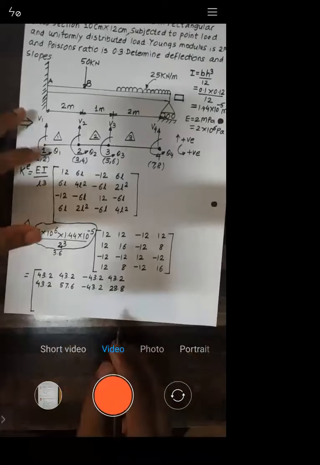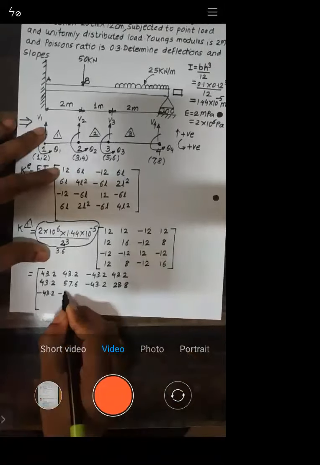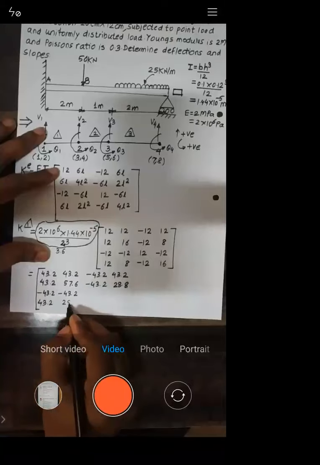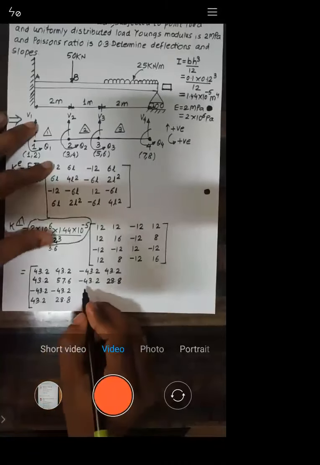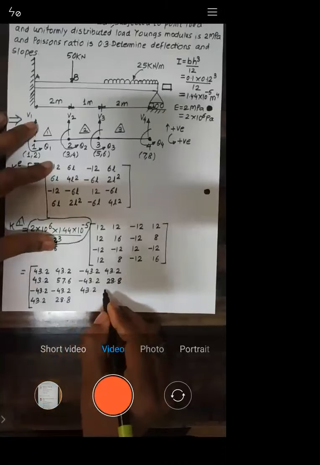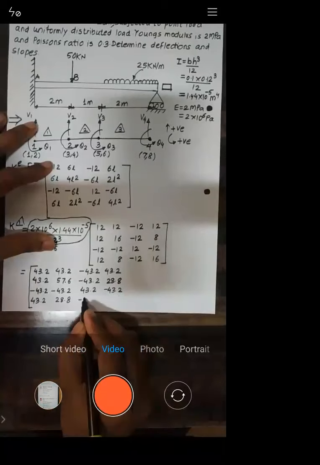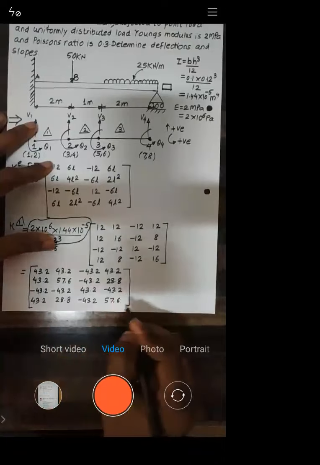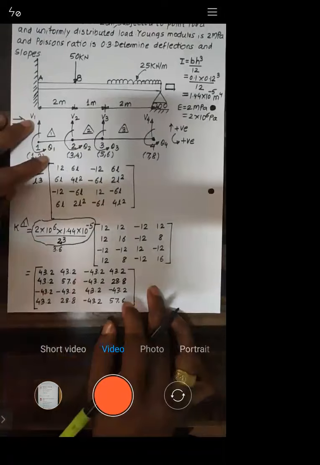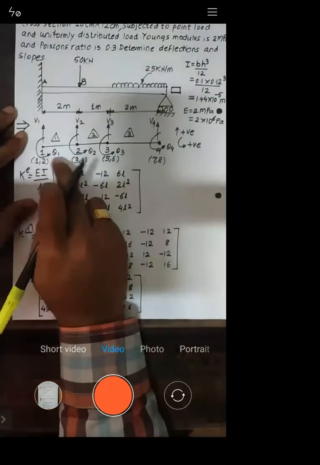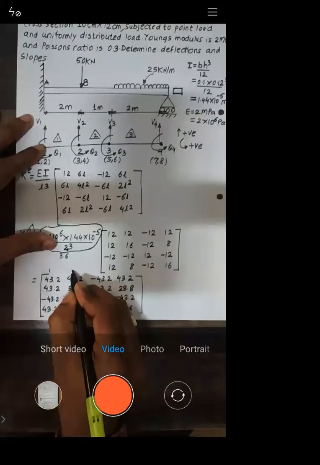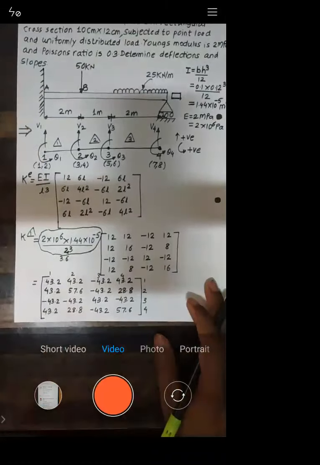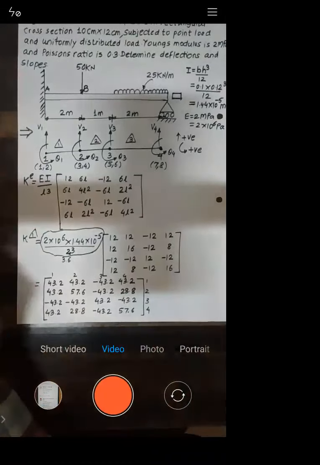Next is minus 43.2. Here 43.2 and 28.8. Next here 43.2, minus 43.2, minus 43.2 and 57.6. Right. So this is for element number 1. But if you see, element number 1 is between degrees of freedom 1, 2, 3, 4. So I need to write 1, 2, 3, 4 along the rows and columns like this. Right? So we need to repeat it for element number 2 and 3.